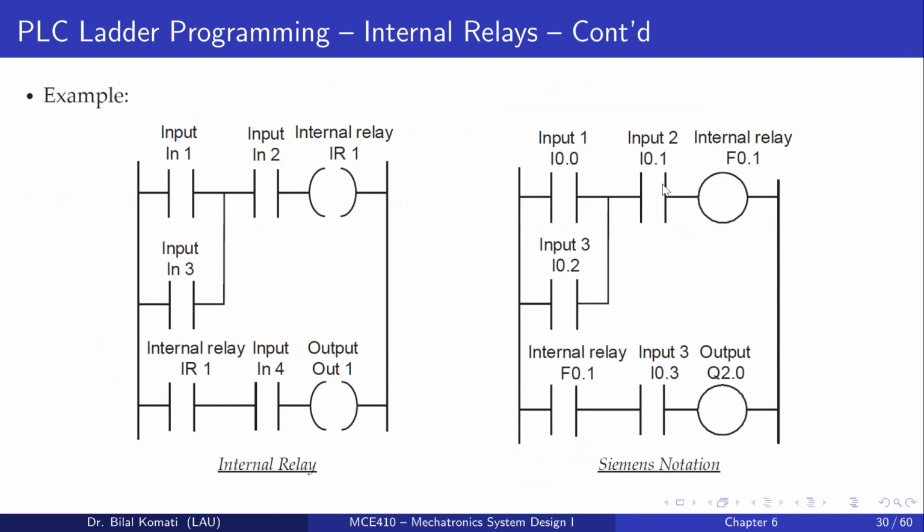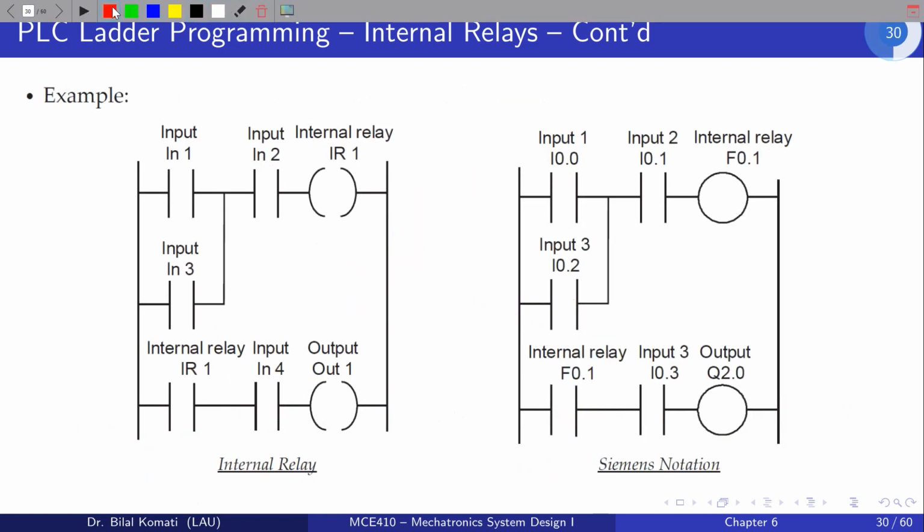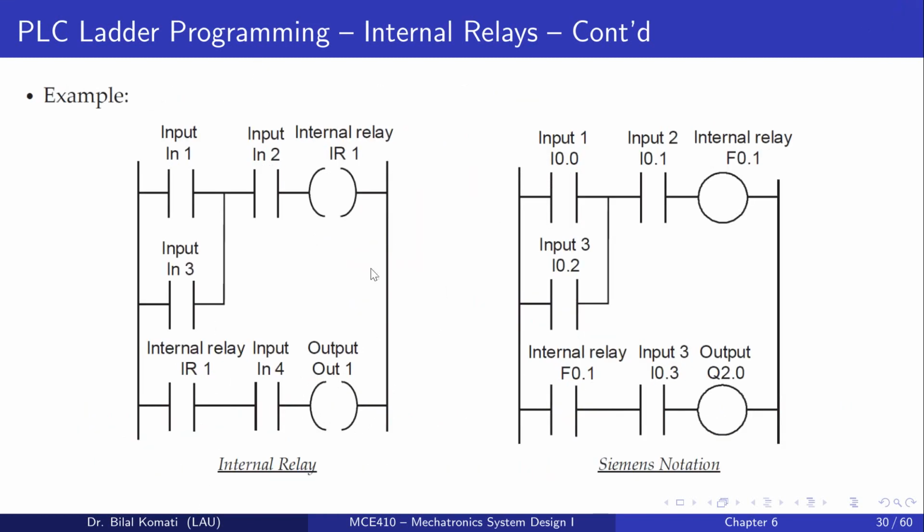An example of the internal relay: if we have input 1, input 2, input 3, then we have here an internal relay 1. The internal relay is also used as a switch to control another output. This is typical for any relay. Here we have an output relay, but the other one is an input relay. They can be used for memory. They are not used for switching an output, but they are used for memory.